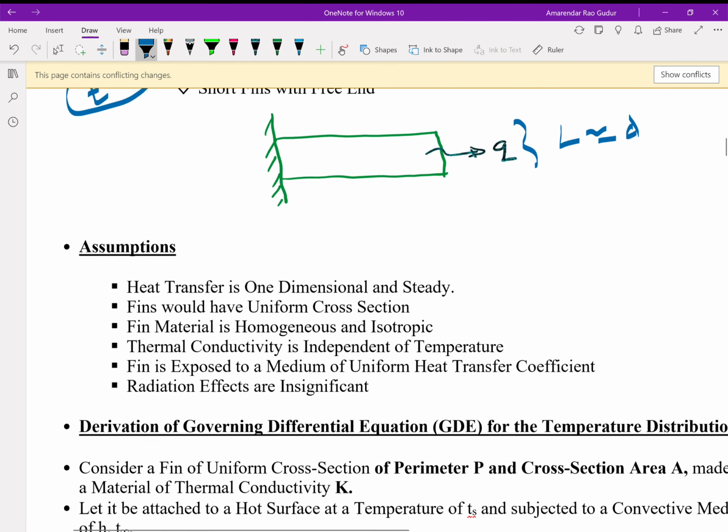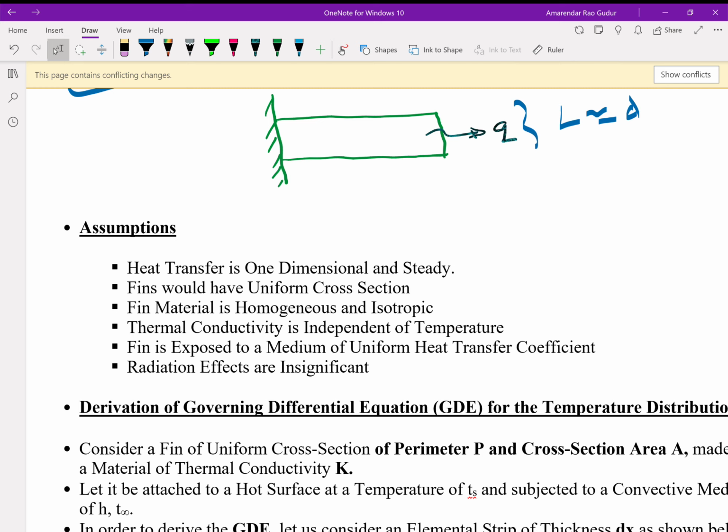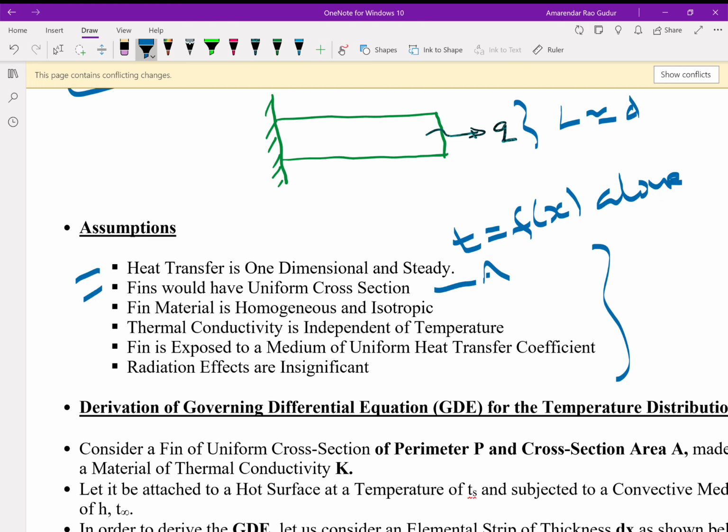And to simplify the mathematical process, the analysis would be carried out under certain hypothetical assumptions. I am using the word hypothetical because in practice it's not going to happen. First and foremost, heat transfer is one-dimensional and steady. That is, temperature is a function of x alone, nothing more than that. Then fins would have uniform cross section, that is, area doesn't vary with location. And fin material is homogeneous and isotropic. When I say homogeneous and isotropic, it's going to have uniform properties all along. Among all the properties, thermal conductivity becomes very important, and thermal conductivity does not vary with location.